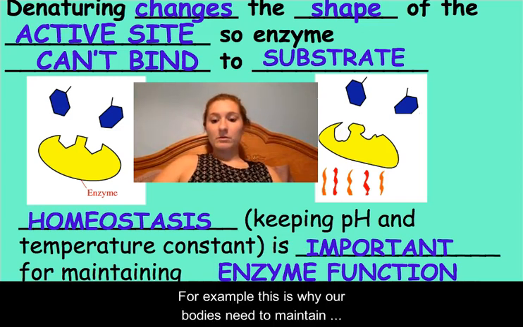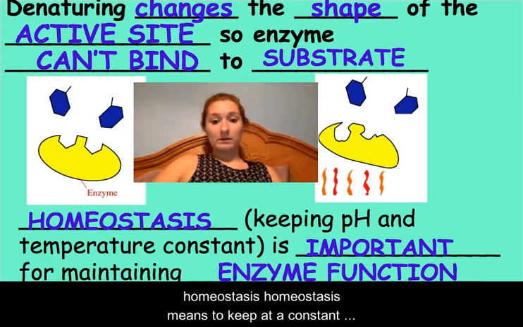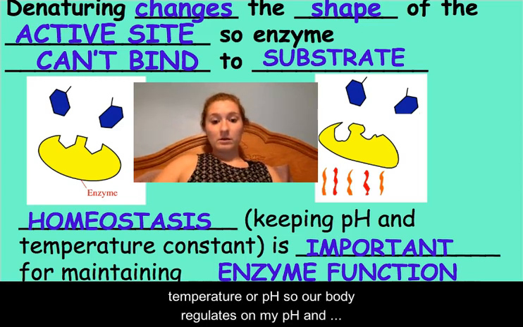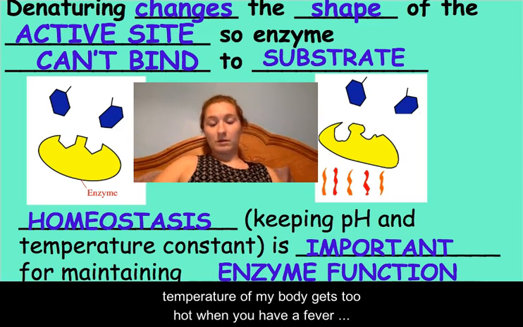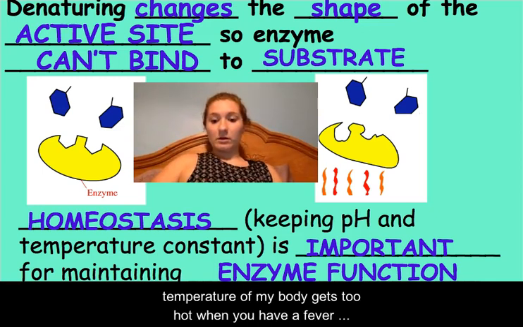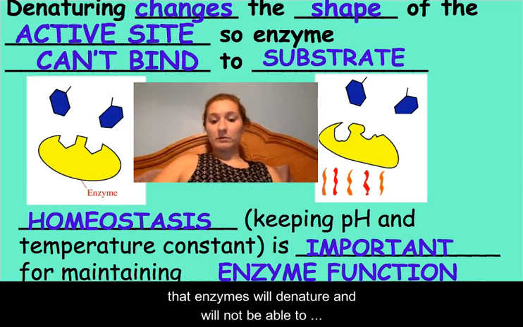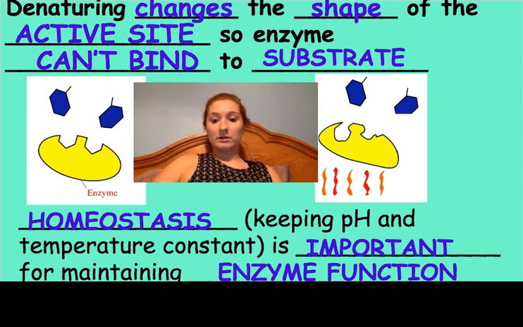So for example, this is why our bodies need to maintain homeostasis. Homeostasis means to keep at a constant temperature or pH, so our body regulates our pH and temperature. If our body gets too hot, meaning we have a fever, the enzymes will denature and will not be able to catalyze the reactions, and eventually we would die.